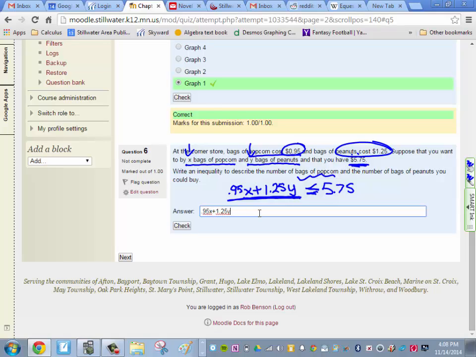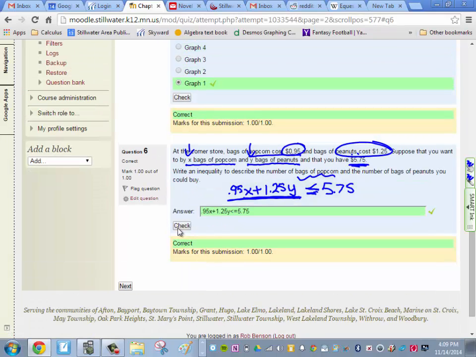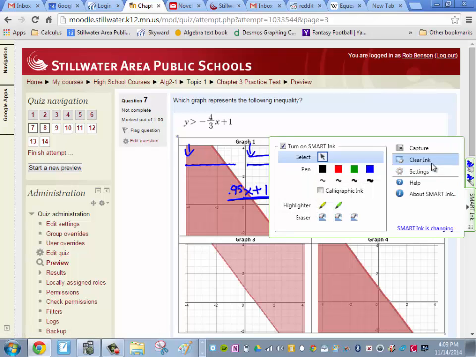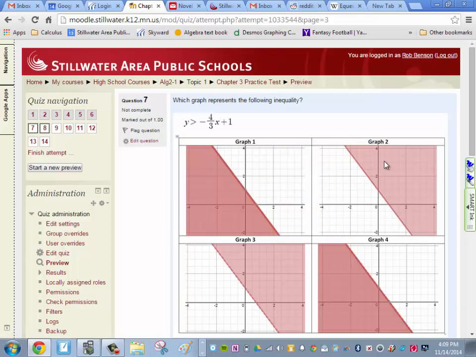Guys, did you get that? I'll do it again for you. Less than or equal to $5.75. And hopefully I'm right. Hopefully I got this one down. Yes! Gosh, it feels good to be right. Doesn't it? Let's get going. Okay. So we're in ink, clear ink.